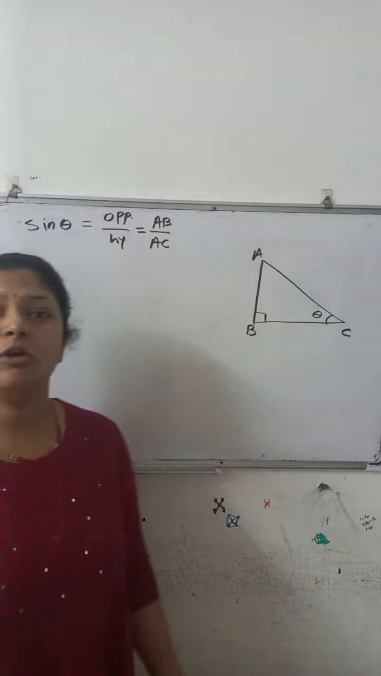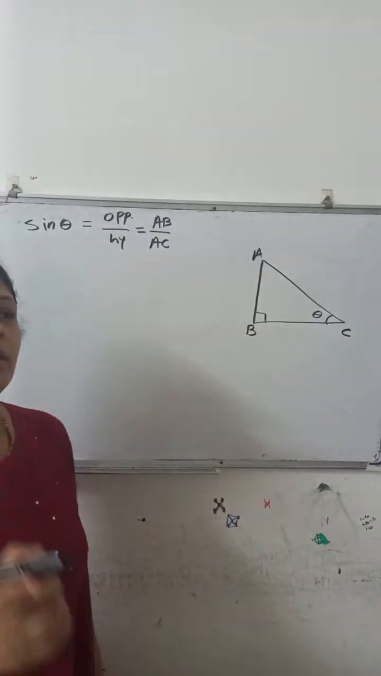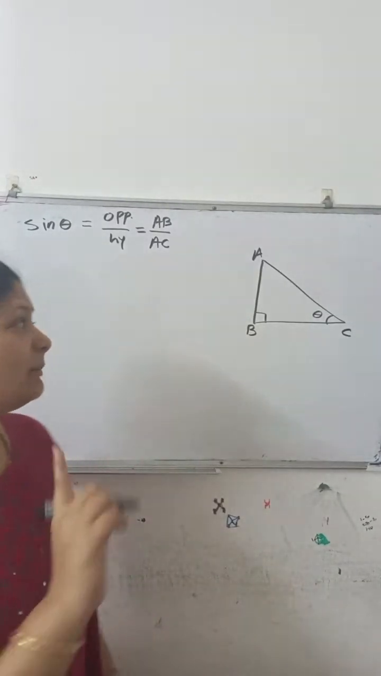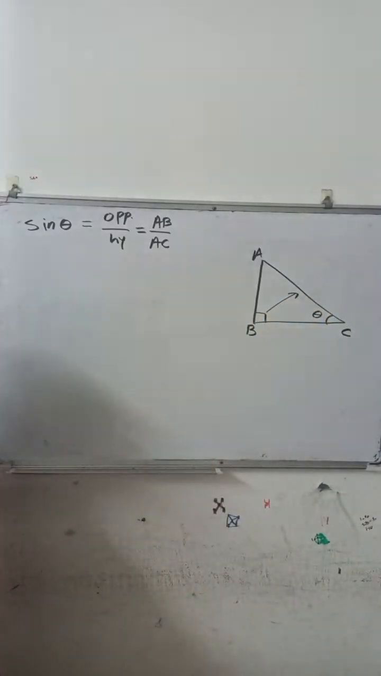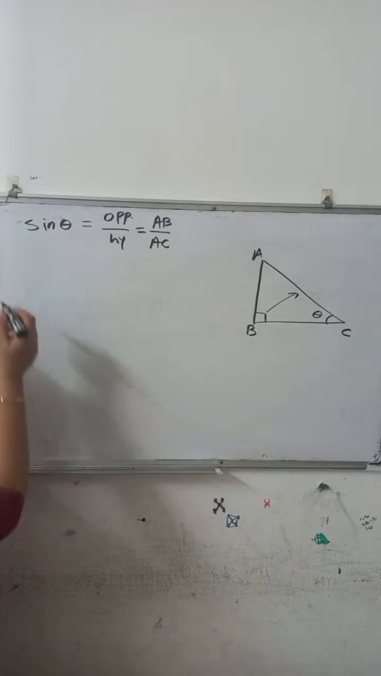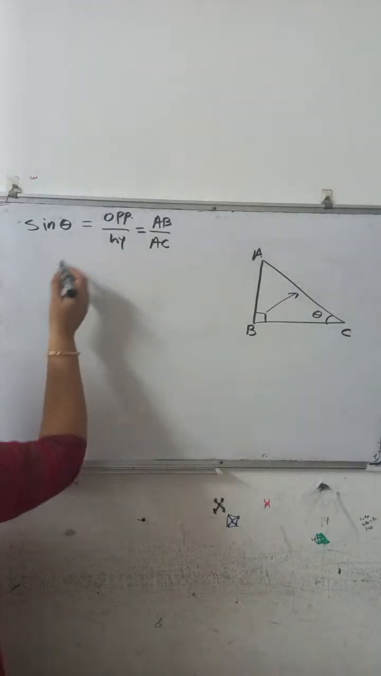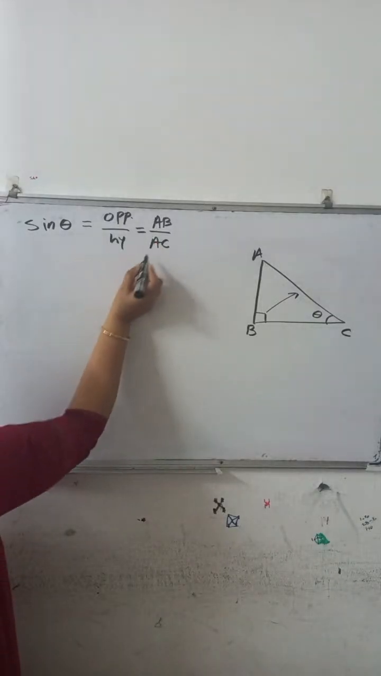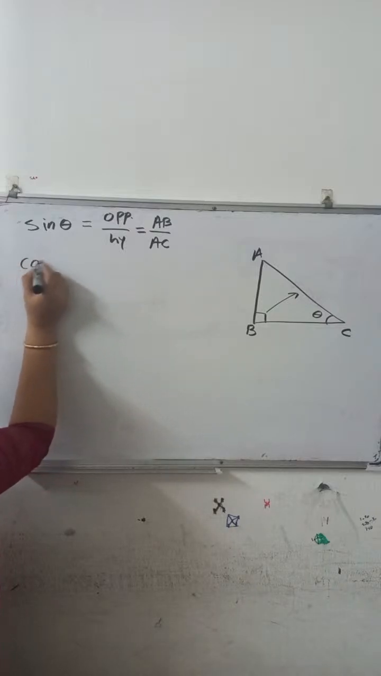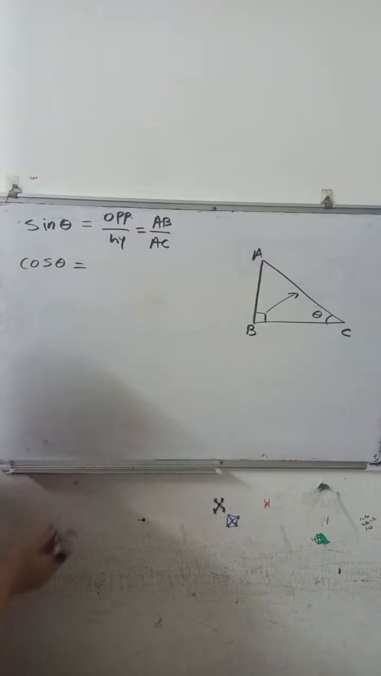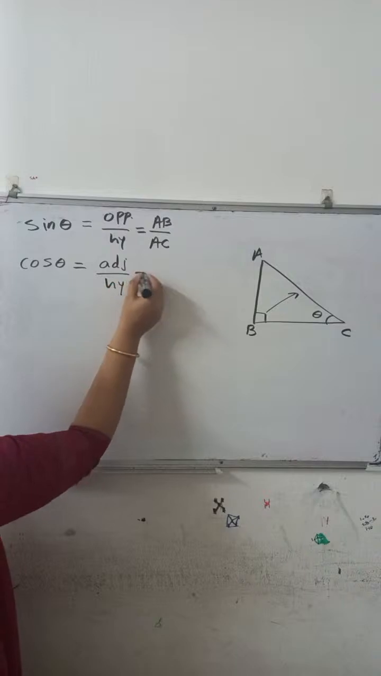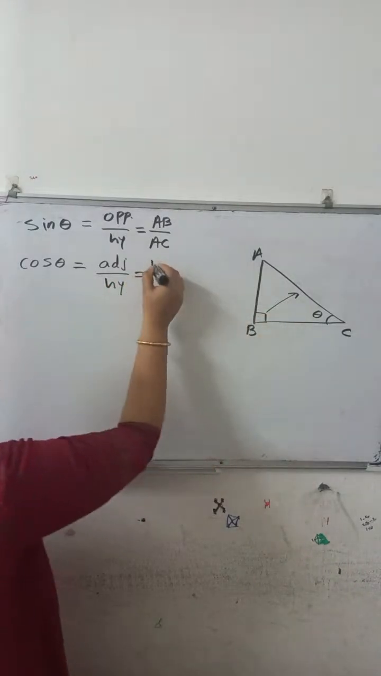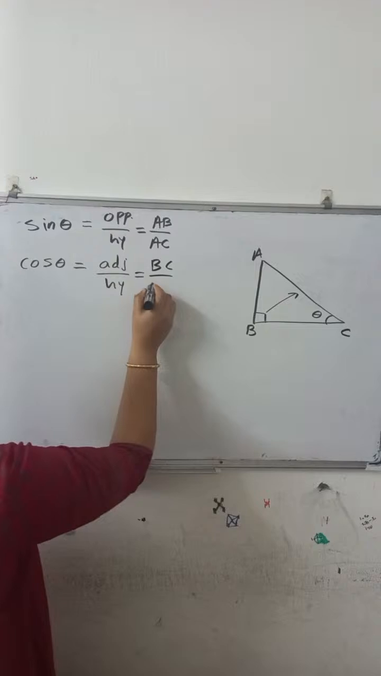Hypotenuse is what? The longest side in the right angle triangle, and hypotenuse is always opposite to the 90 degree angle. So we get sine theta is equal to opposite side by hypotenuse, that is AB by AC. Suppose if I want to calculate cos theta, then cos theta is nothing but what? Adjacent side by hypotenuse. Adjacent is what here? BC. Hypotenuse is what? AC.